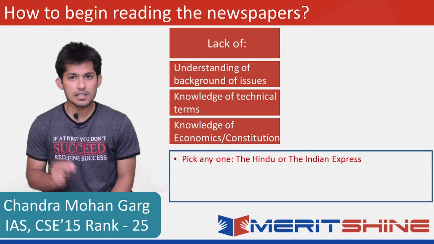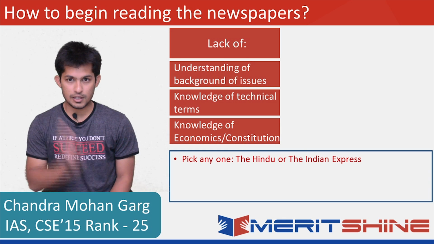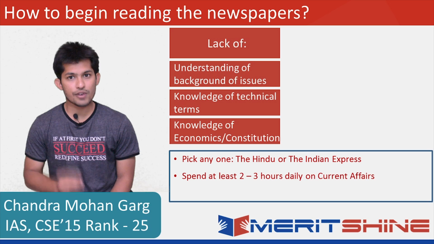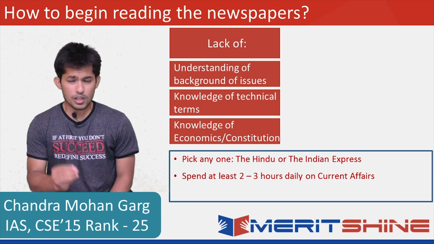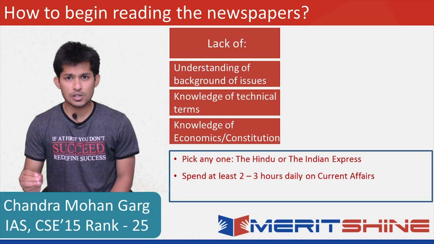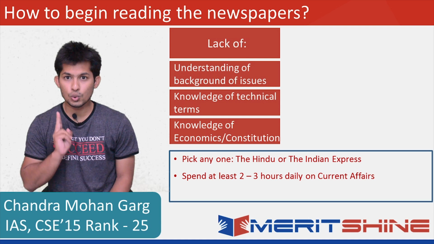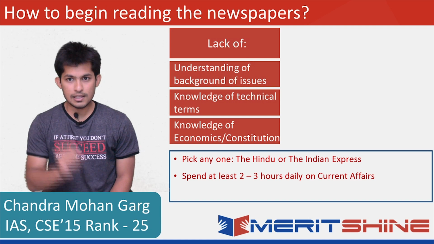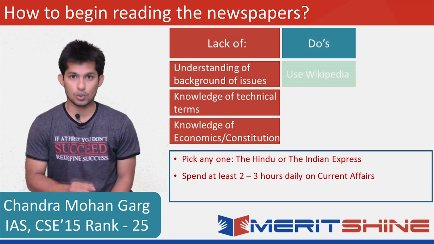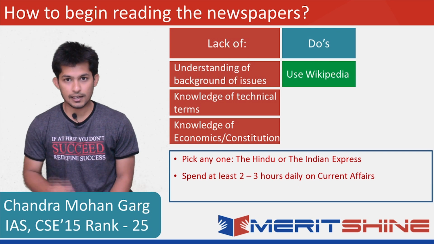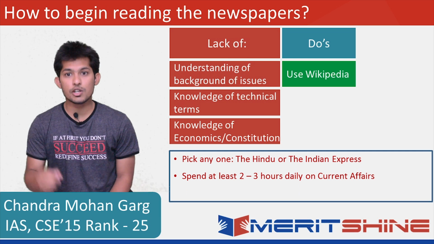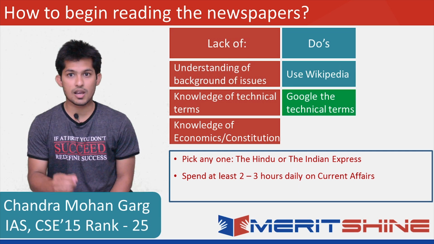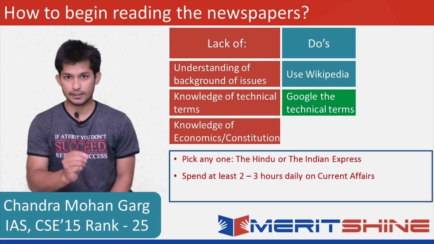I would say simply take up one newspaper, say Hindu or Indian Express, and try to spend at least 2 to 3 hours. Now, when you're reading an article, if you're not able to understand it, don't worry. Just do two simple things. Any issue you come across and you don't know, just try to Wikipedia it to understand the background. And any term or keyword you come across and you are not able to understand it, try to Google it.